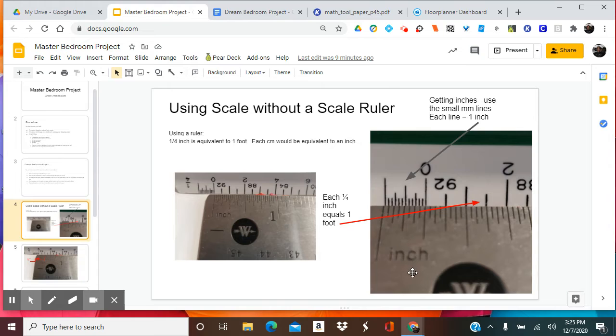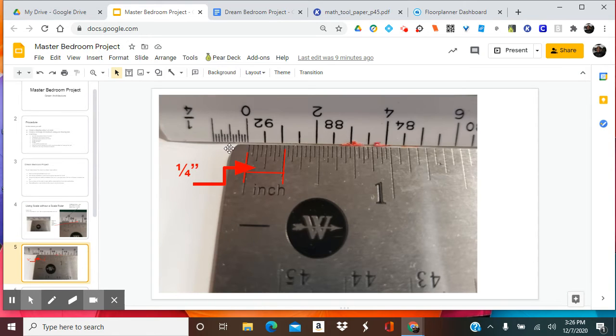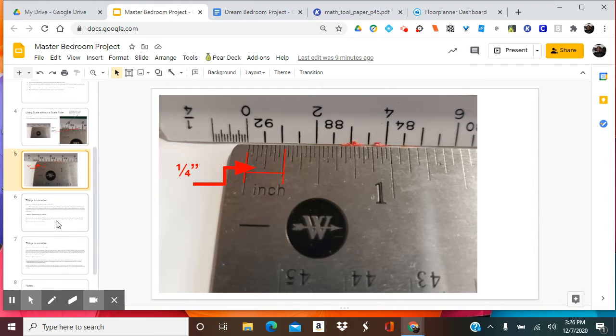So with your 1/4 of an inch, you can kind of determine, pretty much every line in here is going to equal an inch. So it's pretty much the same. Okay. So there is a close-up of that so you have an idea.